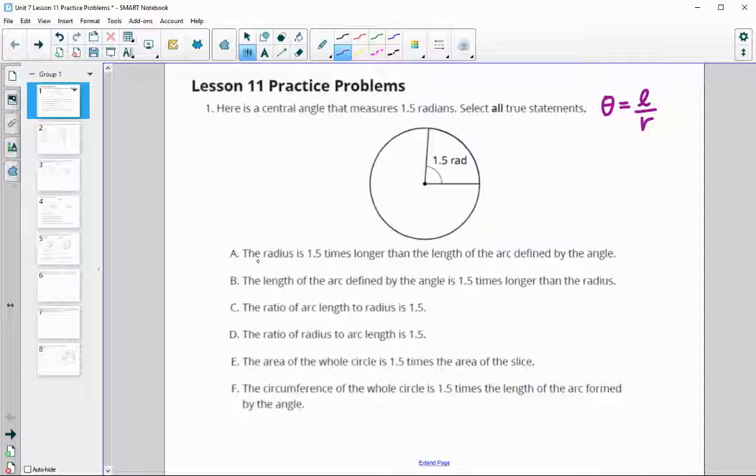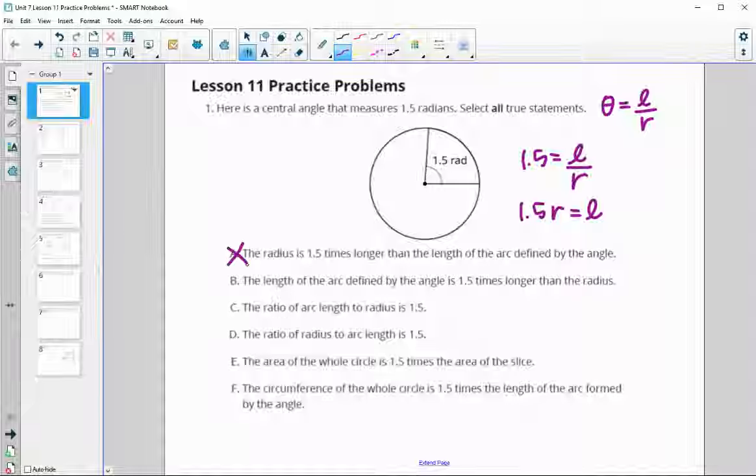A says the radius is 1.5 times longer than the length of the arc. If we plugged this in, we'd have 1.5 radians equals the arc length divided by the radius. So I could multiply by r, and I would get 1.5 times r equals the arc length. So actually the arc length is 1.5 times bigger than the radius, not the other way around. So this is false. But B would be true, that the length of the arc is 1.5 times longer than the radius.